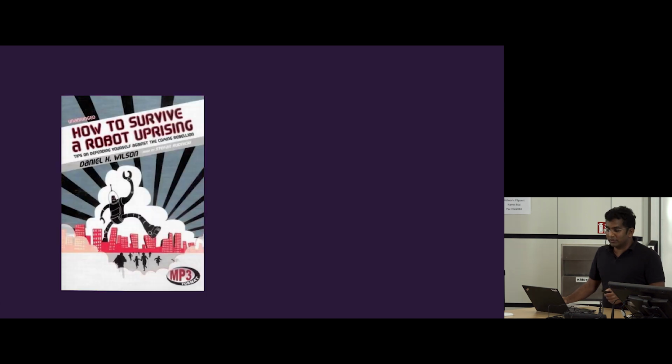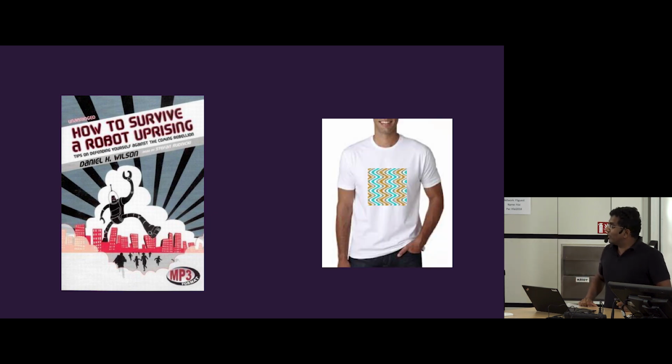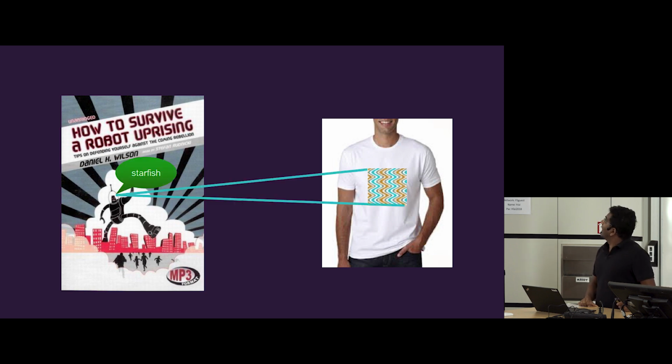Many of you are worried about robots taking over. Some of you are legitimately worried about how to survive this imminent robot apocalypse. I have an idea. Instead of wearing this T-shirt, you can wear this T-shirt with that pattern, and the robot will think you are a starfish, and you can escape.